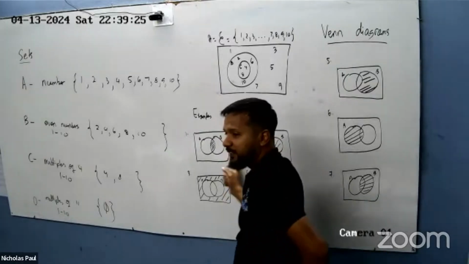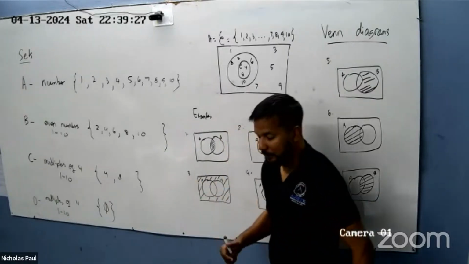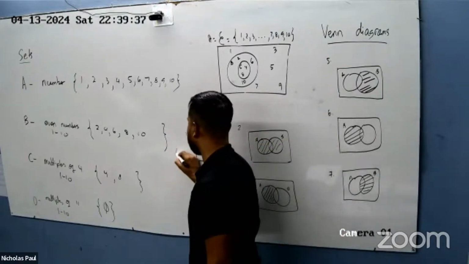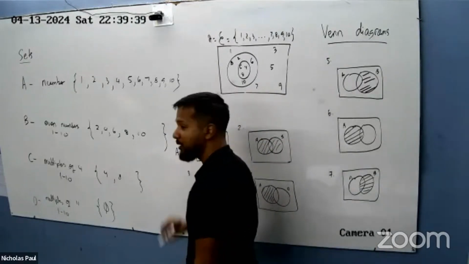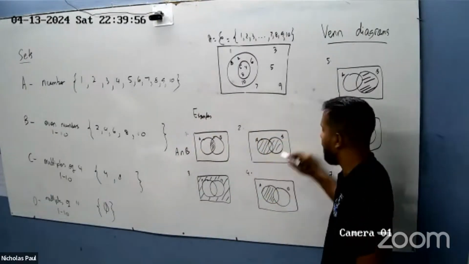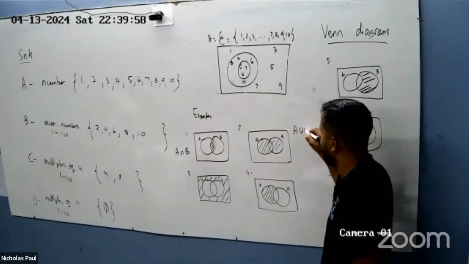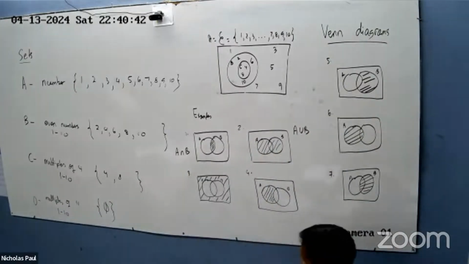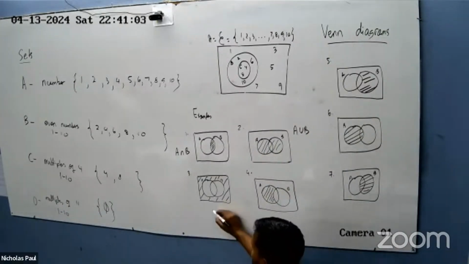What do you think this shaded area here represents? Correct. A intersect B. Nathan, what do you think this one here is? Union. This is A union B. Nice. Nuria? A union B complement. A union B complement.